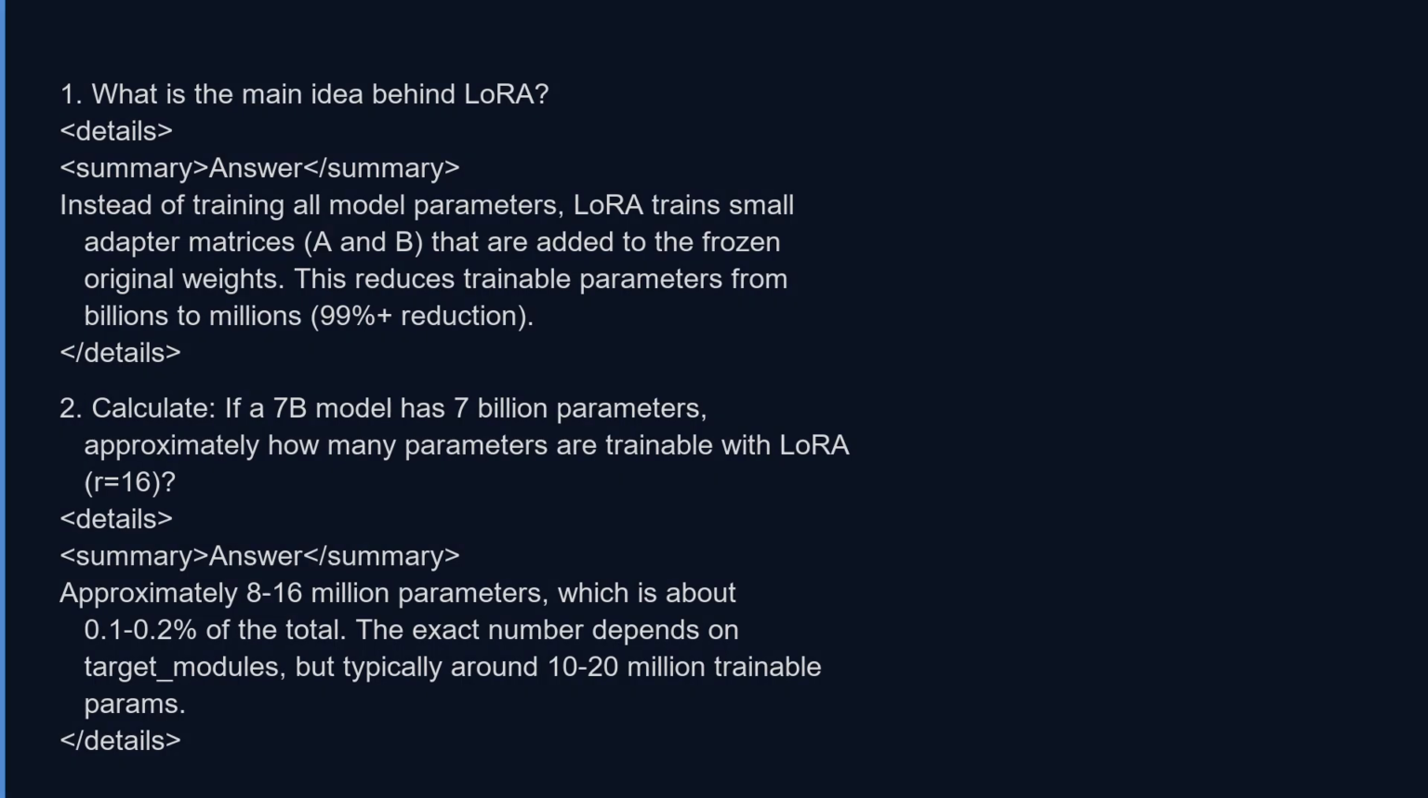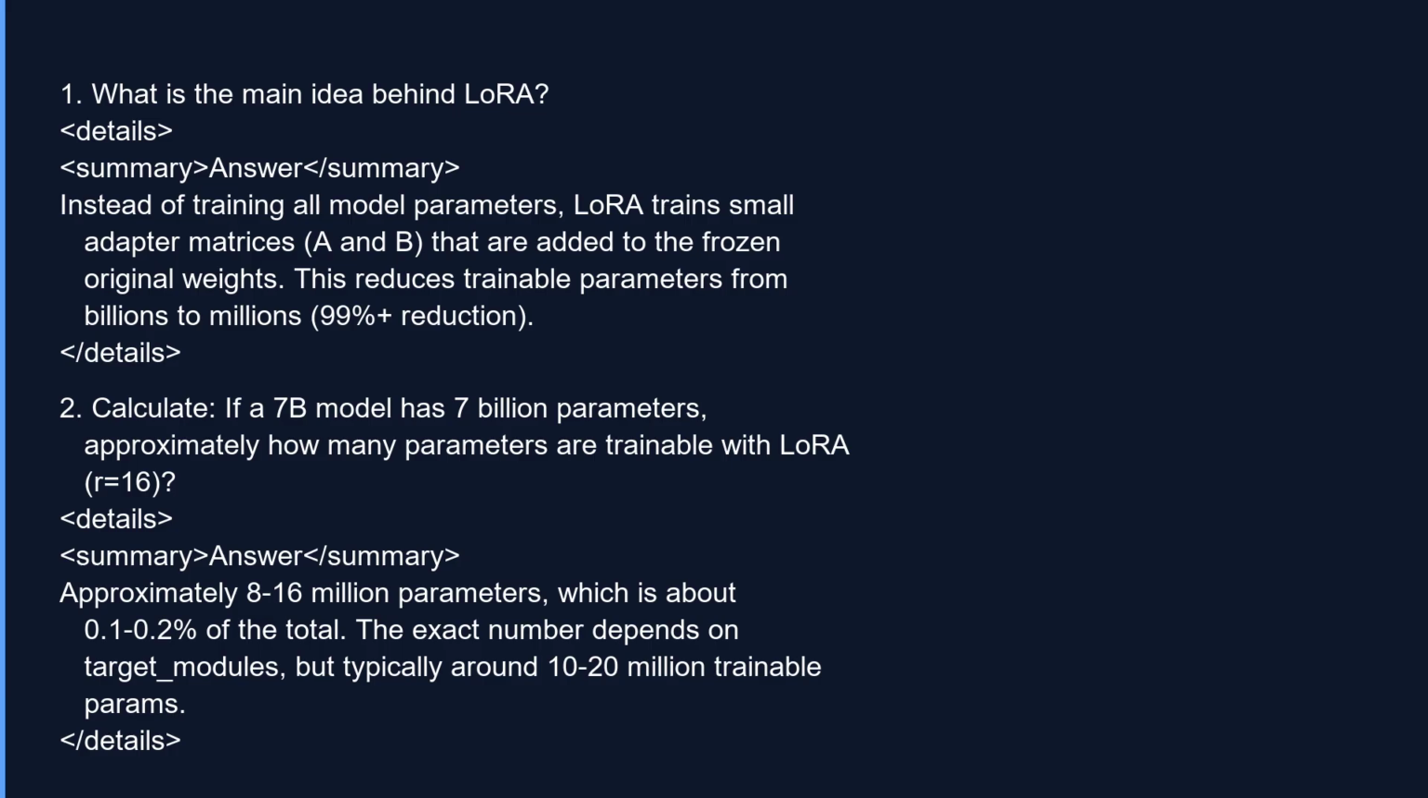1. What is the main idea behind low-rank adaptation? Answer: Instead of training all model parameters, low-rank adaptation trains small adapter matrices, A and B, that are added to the frozen original weights. This reduces trainable parameters from billions to millions, a 99% plus reduction.